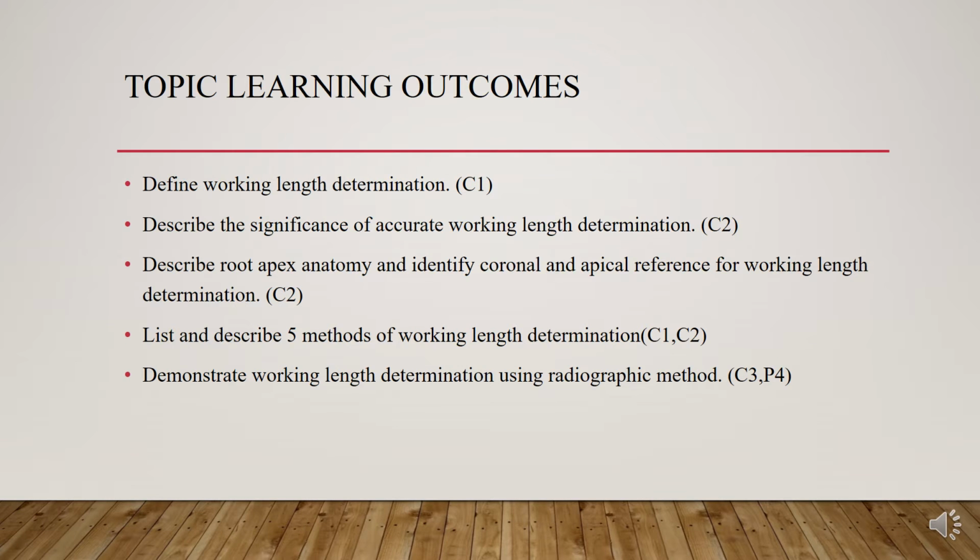The topic learning outcomes for the lecture are to define working length determination, describe the significance of accurate working length determination, describe root apex anatomy and identify coronal and apical reference for working length determination, list and describe 5 methods of working length determination, demonstrate working length determination using a radiographic method.